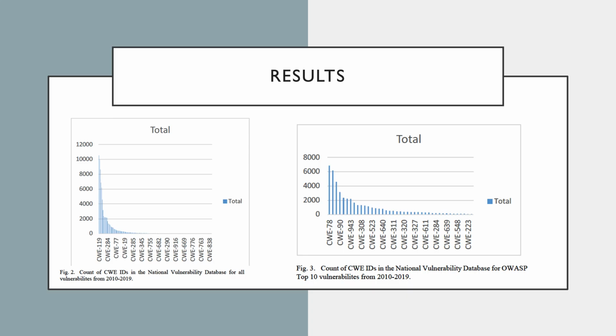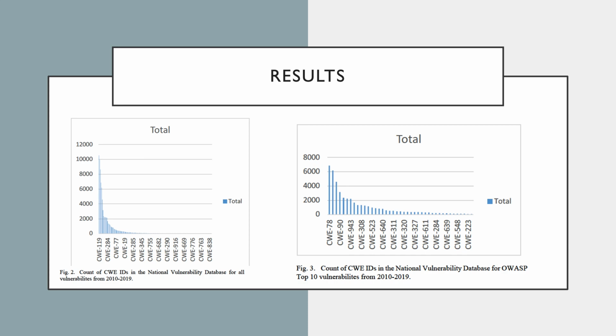Results, we can see these are two figures that are present in the paper. As we can see, one is just the count of the common weakness enumeration IDs in the NVD for all vulnerabilities, and then we are looking at what the CWE IDs are for OWASP top 10 vulnerabilities. So which one from the set of OWASP top 10 vulnerabilities is most common, and which one is overall most common for the entire database, or the most numerous. This is kind of a high level overview that we are able to see.